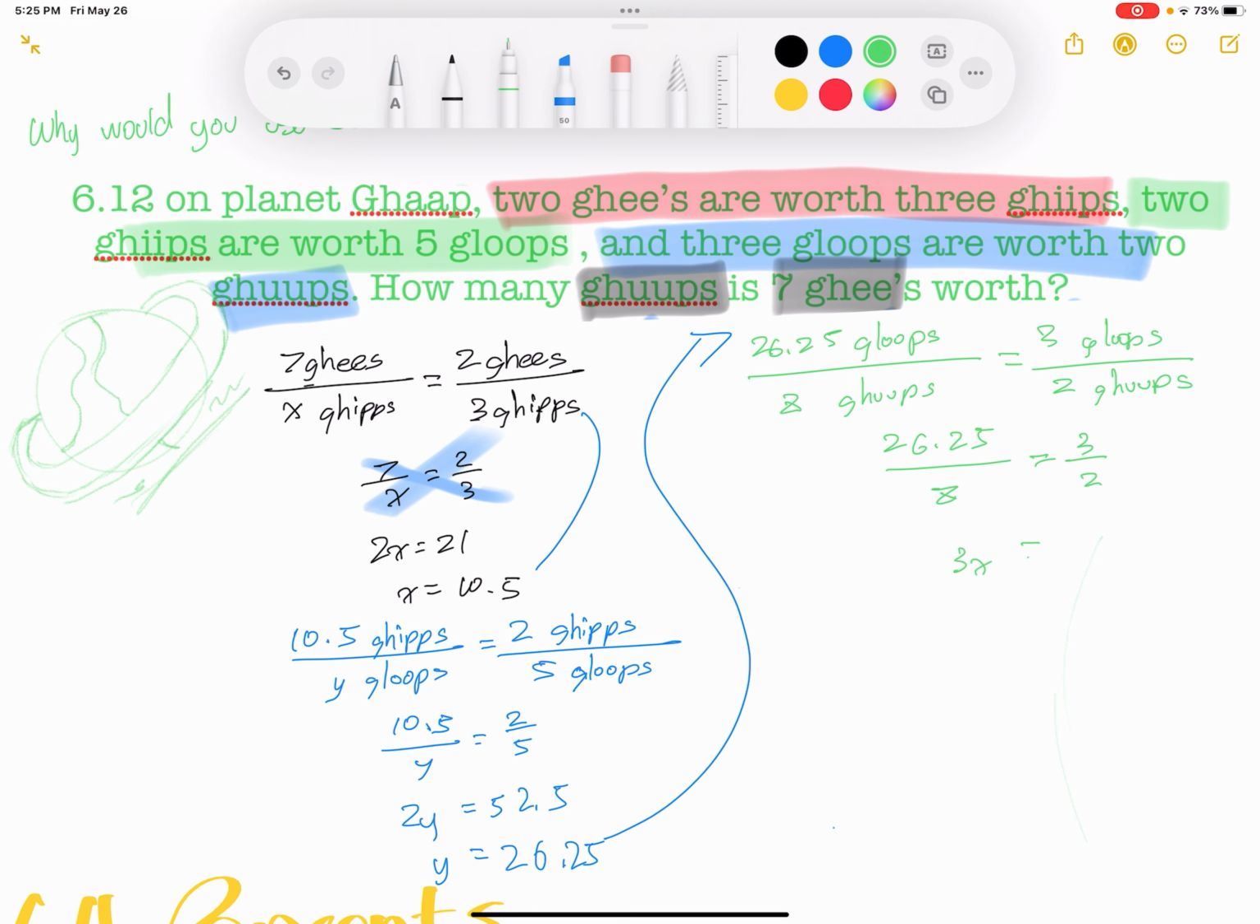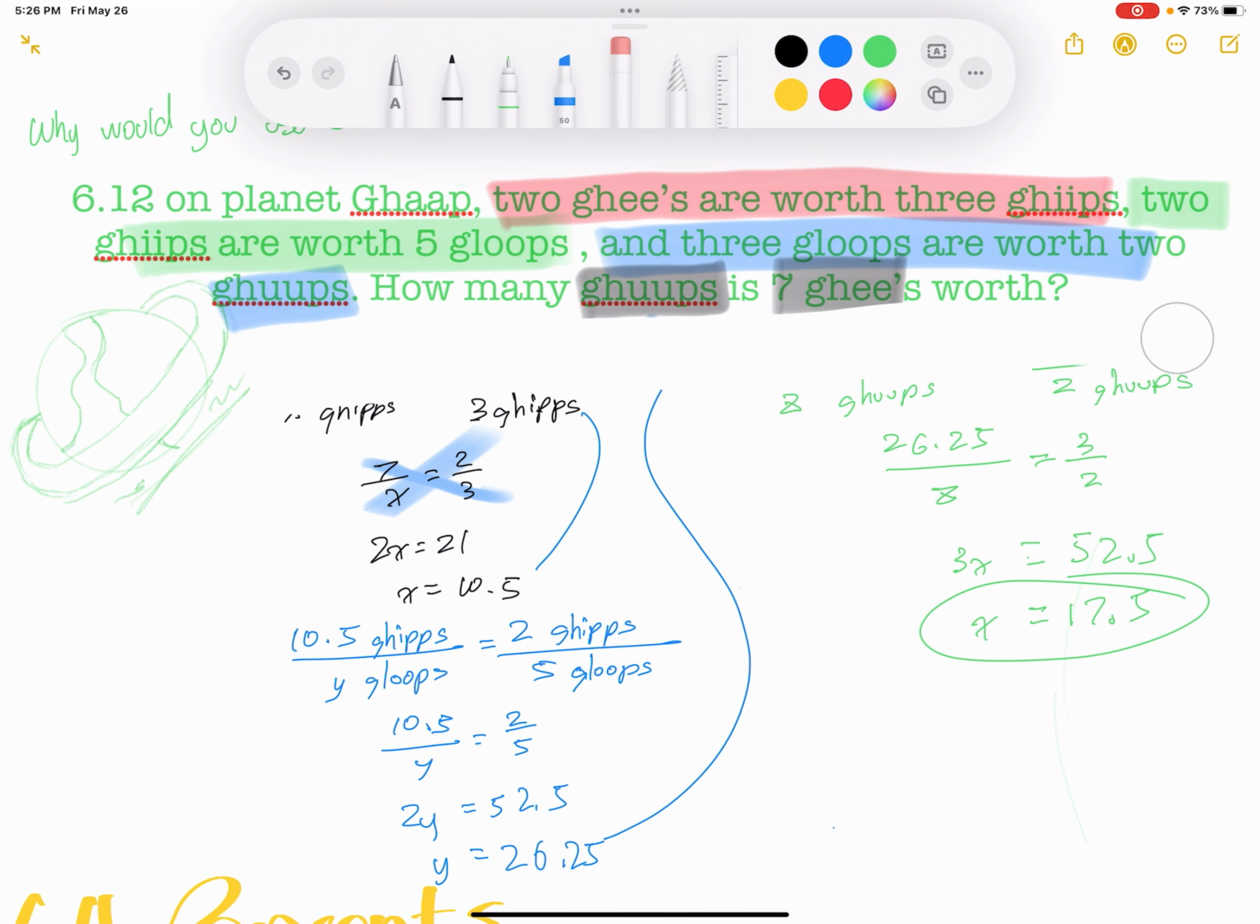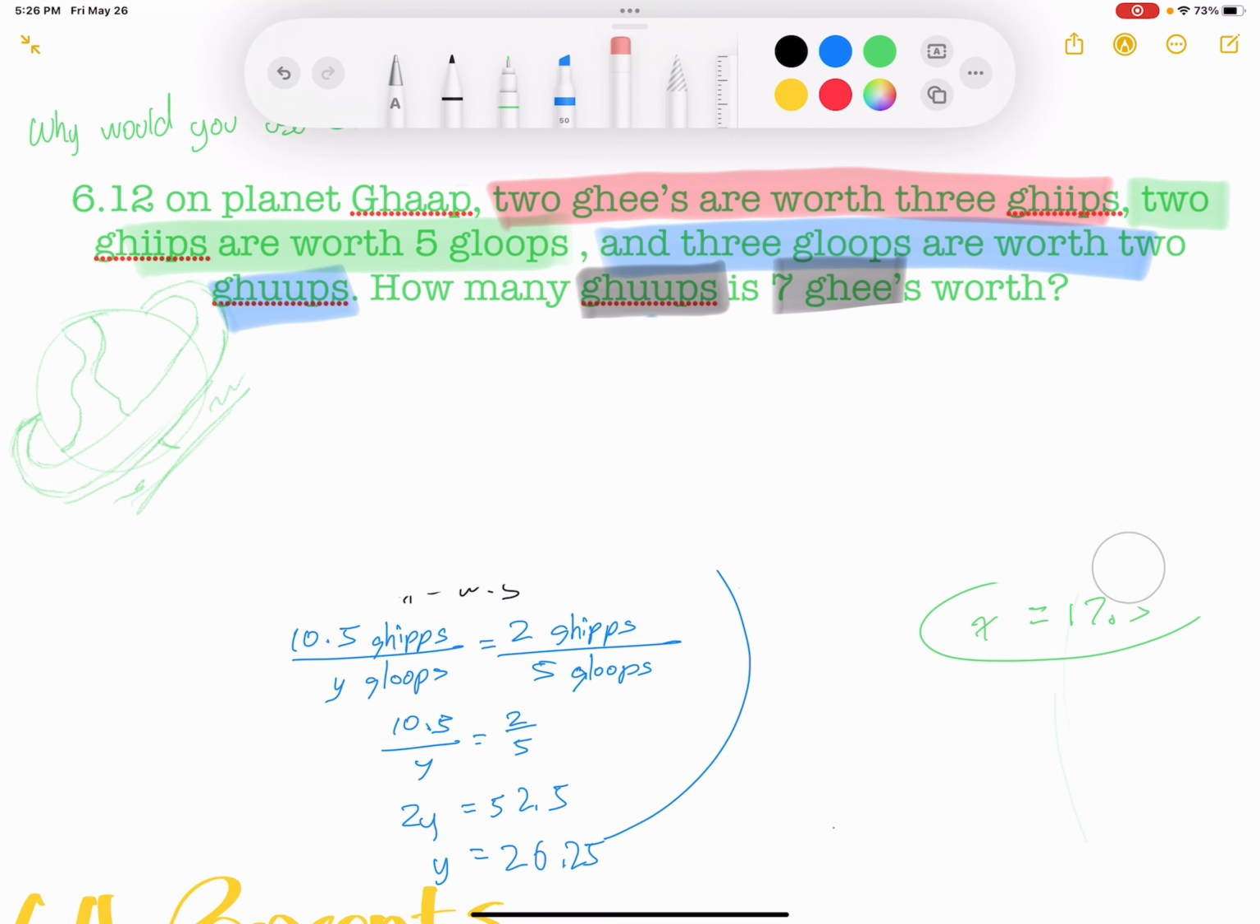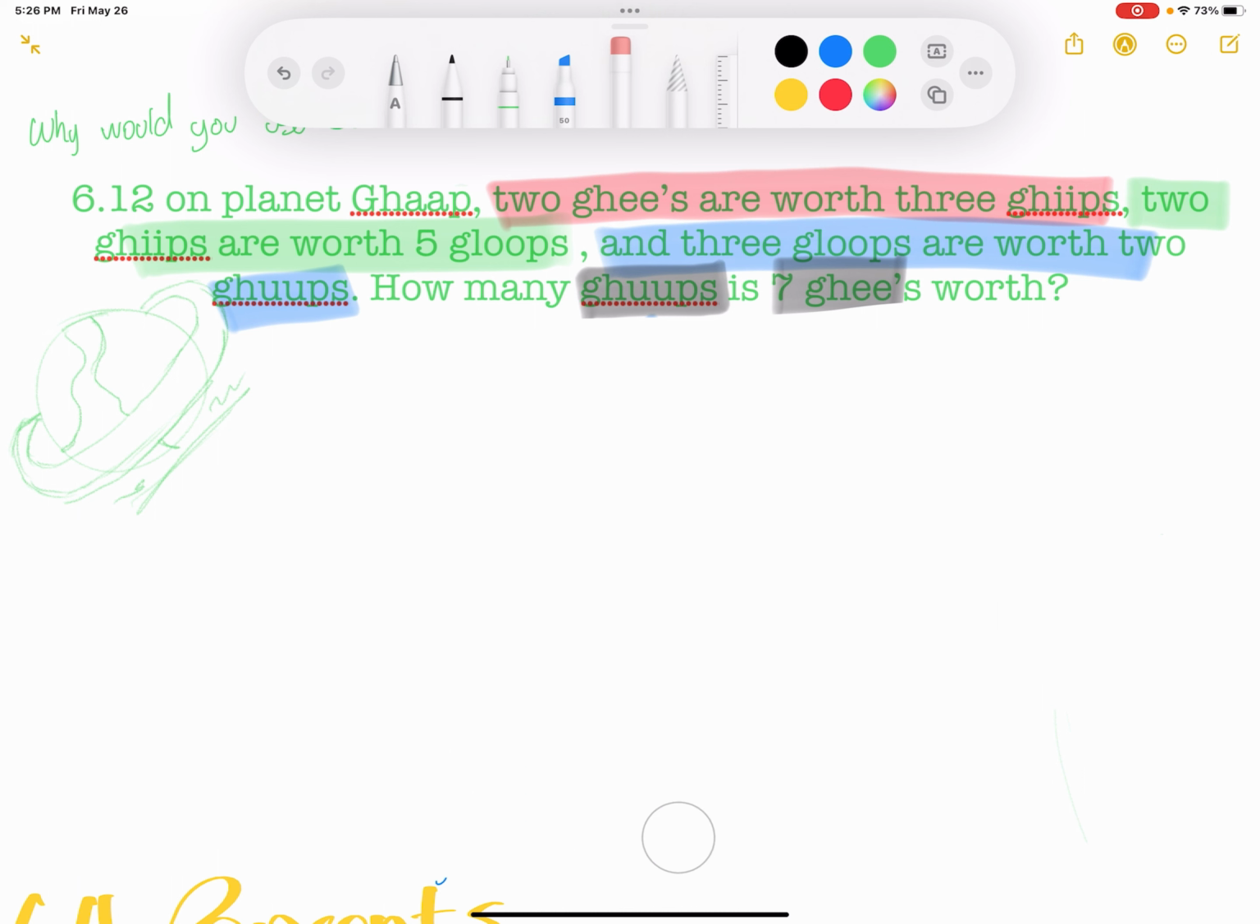3x equals 26.25 times 2 equals 52.5, which gives us the answer x equals 52.5 divided by 3 equals 17.5. Look, voila, the same exact answer as you got before. So choose what way suits you. Now we'll be moving on to the next problem.